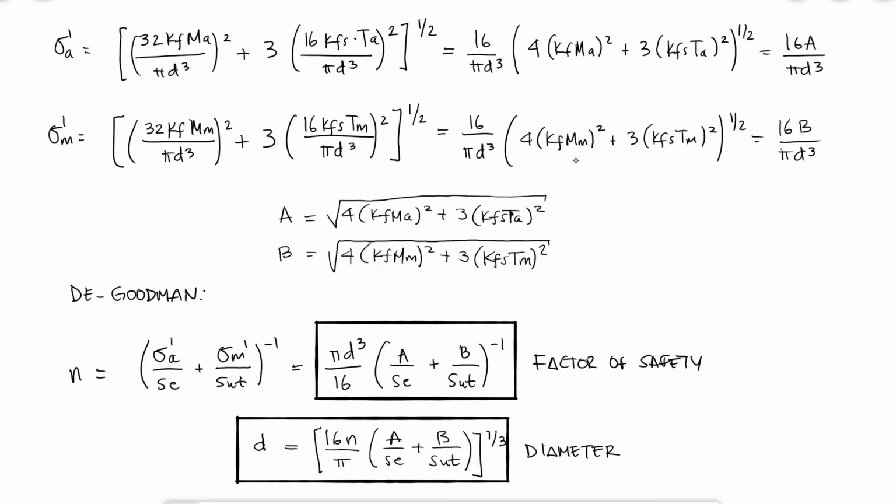and that we call the criteria DE-Goodman or DE-Morrow, etc., because we used distortion energy to get the resulting stress, the von Mises stress, for both alternating and mean stresses.